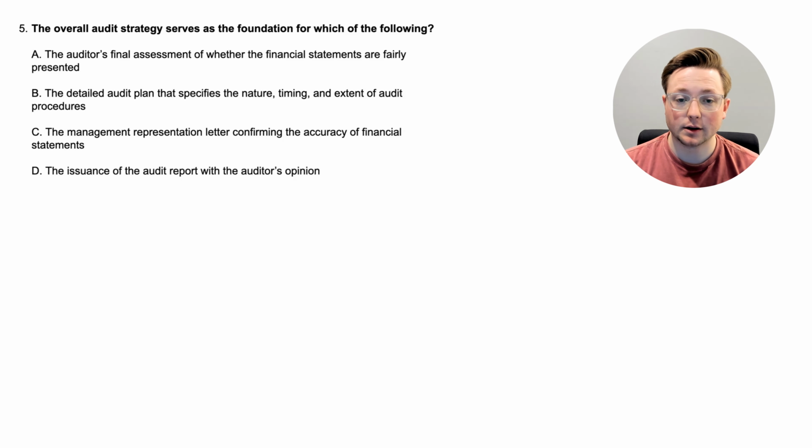A, the auditor's final assessment of whether the financial statements are fairly presented. B, the detailed audit plan that specifies the nature, timing, and extent of audit procedures. C, the management representation letter confirming the accuracy of financial statements. Or D, the issuance of the audit report with the auditor's opinion. So now that we're on question 5, I think based on the previous 4 questions, you should be able to figure out the right answer. So if you need to, pause the video, think through this, and when you're ready, come back. We'll look at the answer together.